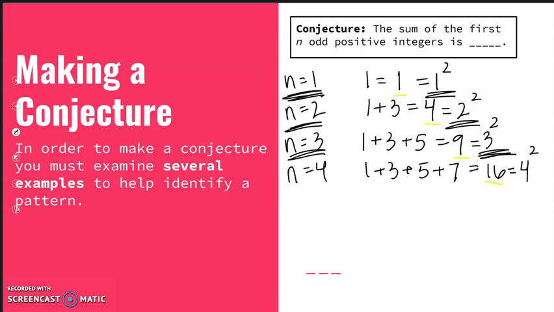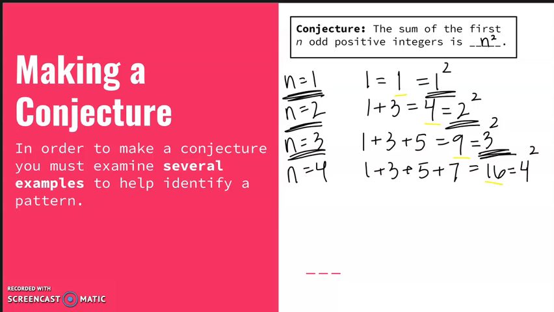Based on this pattern, I feel comfortable filling in the conjecture as: the sum of the first n odd positive integers is n raised to the power of 2. Now, we haven't formally proven that this conjecture is true, but based on a pattern, we feel comfortable making this conjecture.